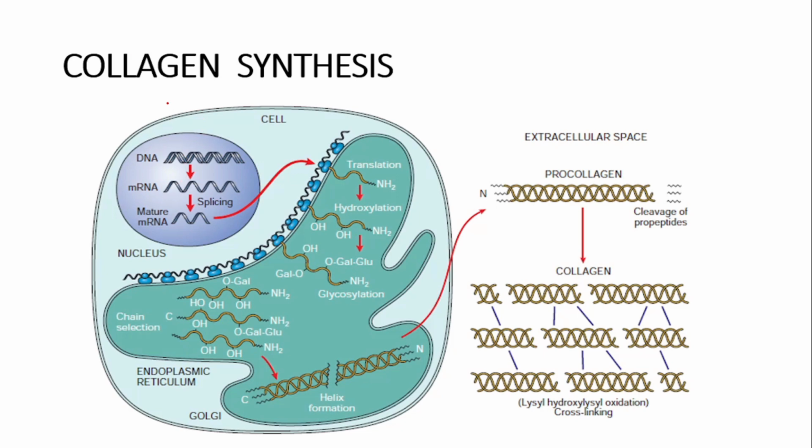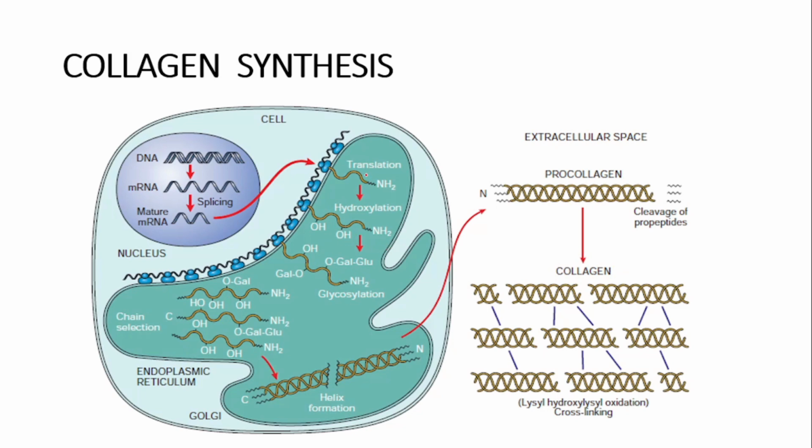So, initially what happens? Initially the signal takes place in the nucleus where DNA is transcribed to an mRNA, and this mRNA gives a signal for the synthesis of collagen. These are the alpha chains. These alpha chains of collagen are synthesized as a precursor form of collagen, which is then processed to form an activated collagen form.